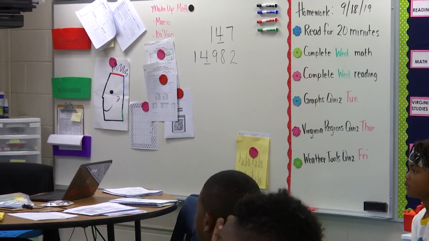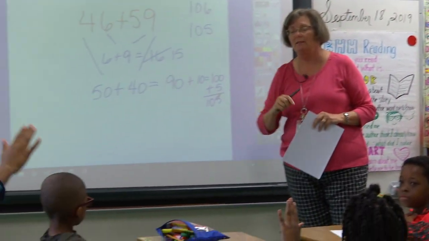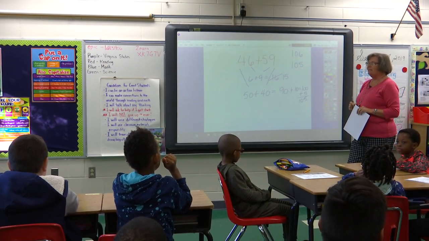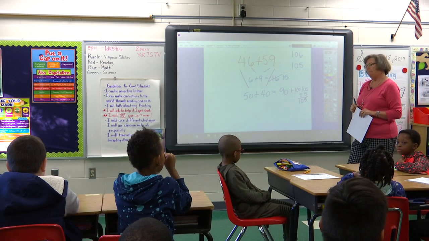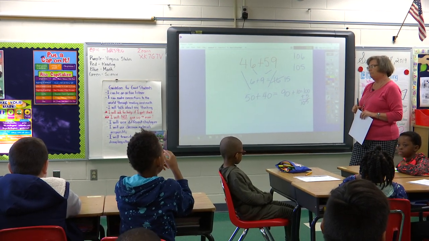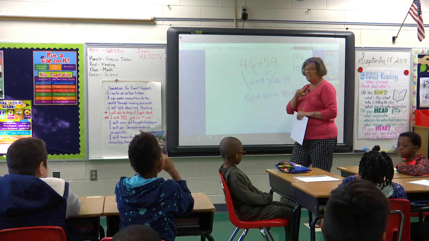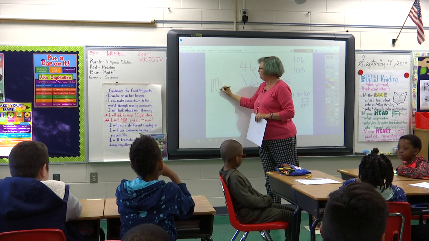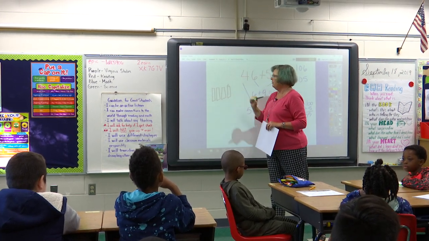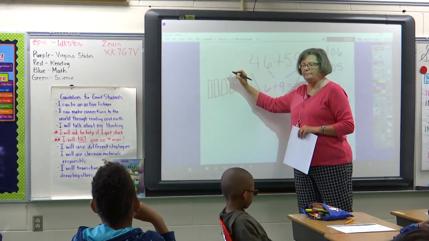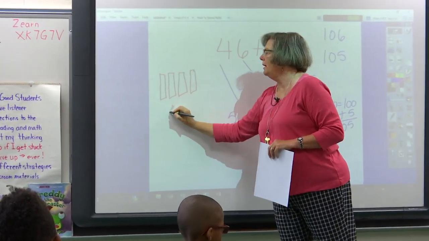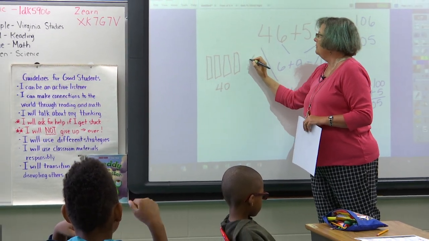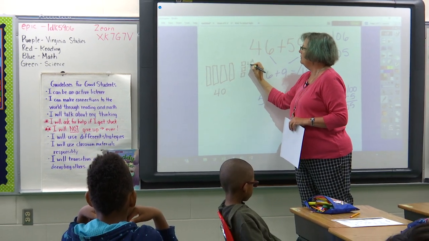Kavion, how did you solve the problem? You did about the same things Shimon did. Did anybody do something different? Grayson? I did it with place value blocks. You did it with place value blocks? Tell me how you thought about that. I did 4 rods, which equals 4 tens. Okay, so in your head, you thought this. You were thinking something like that, and you knew that meant what? That meant 40. Okay. And then I just did 6. And then you did 6 little cubes? Yeah. Okay.